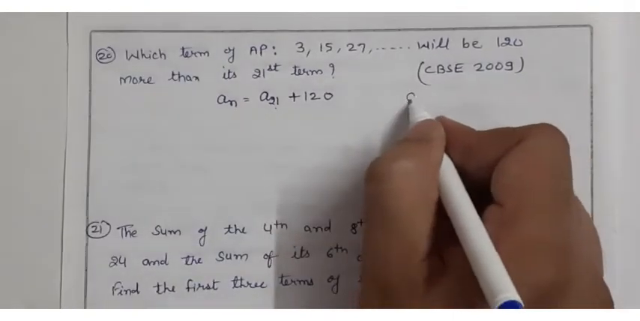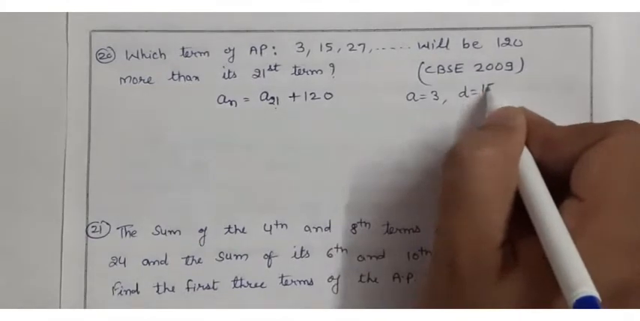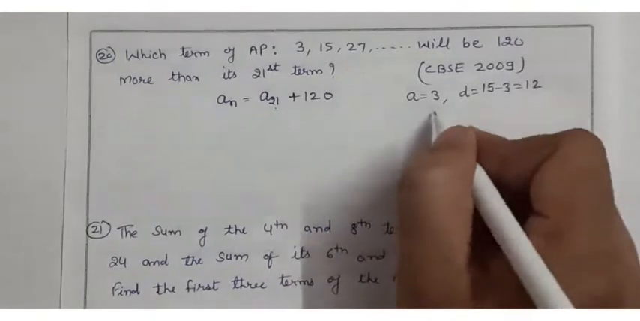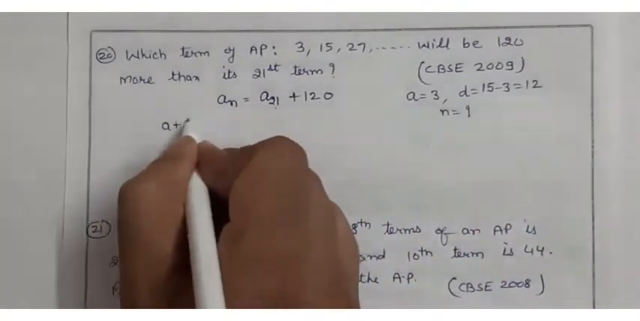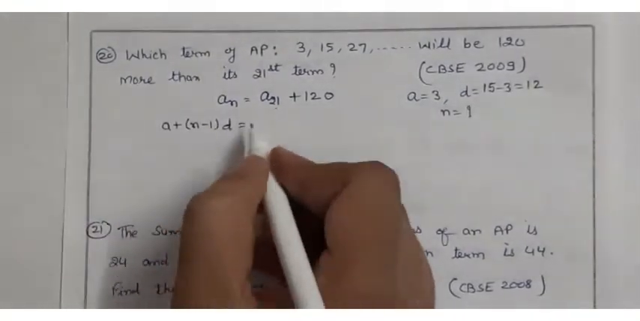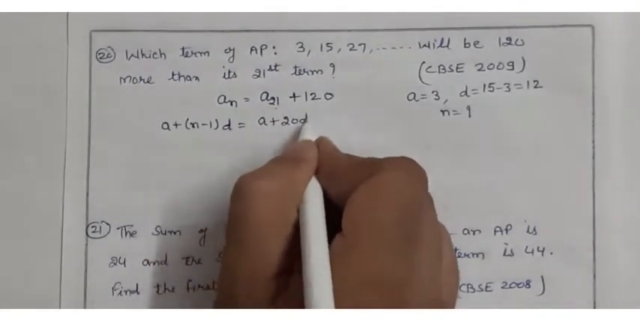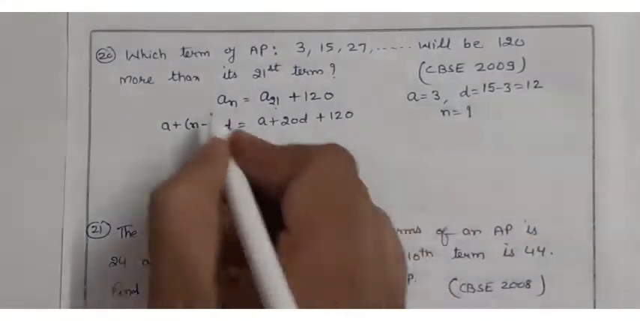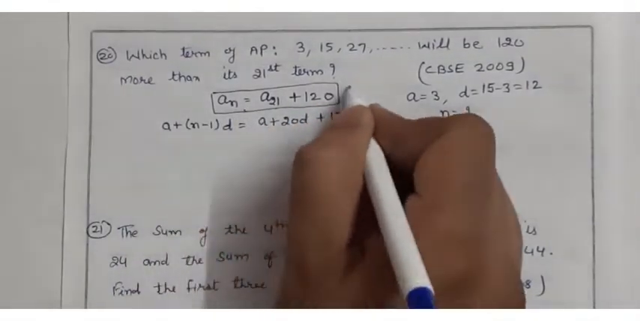What is A? A is clearly 3. What is D? See, 15 minus 3. This is 12. And you have to find n. What is an? A plus n minus 1 into D. And what is A21? Directly we can write A plus 20d. Clear? Then 120 is here. And this, from where I have written? This is by the question.